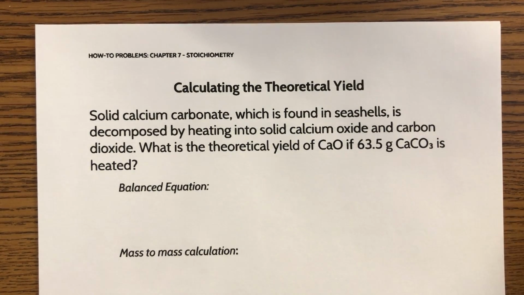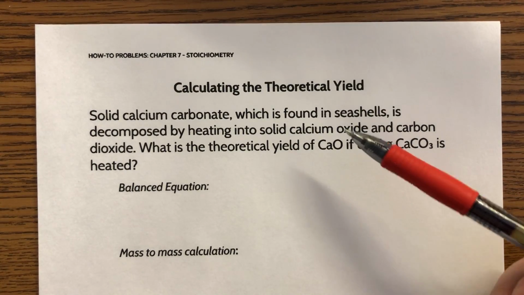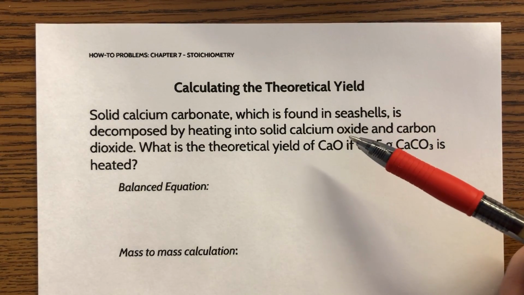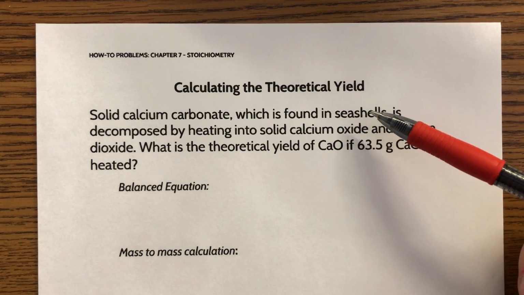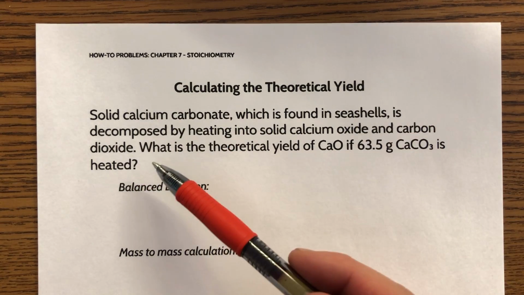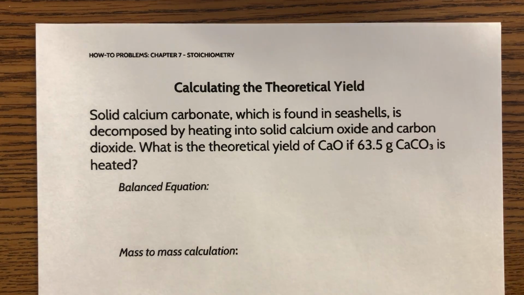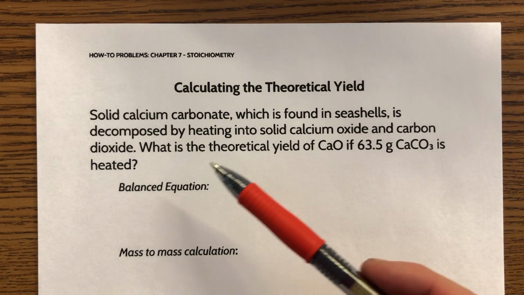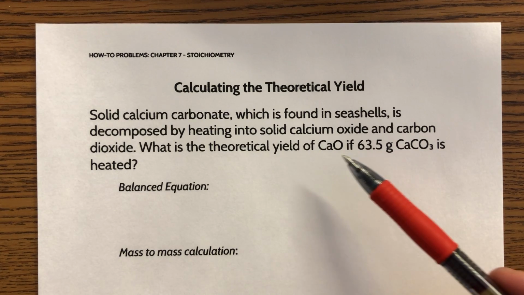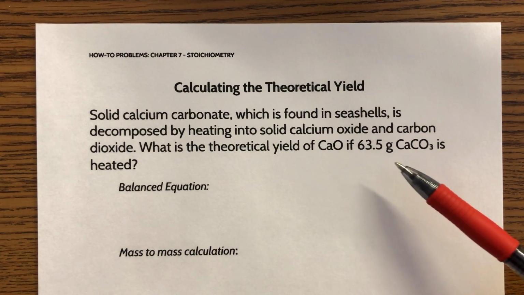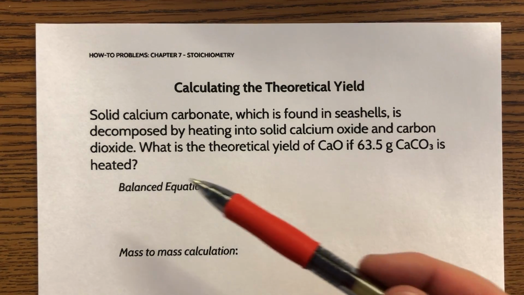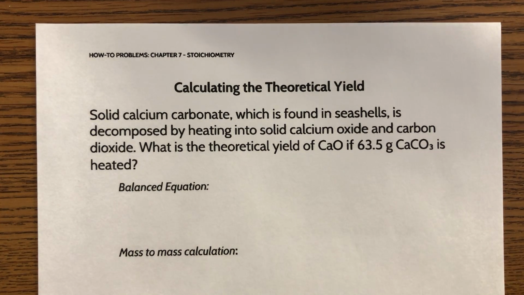Today we're going to be calculating the theoretical yield. Our problem is basically going to be us burning seashells, calcium carbonate, and we're going to create solid calcium oxide and carbon dioxide. Our theoretical yield of CaO from 63.5 grams of calcium carbonate. So let's break this down into an equation that we can recognize and understand.